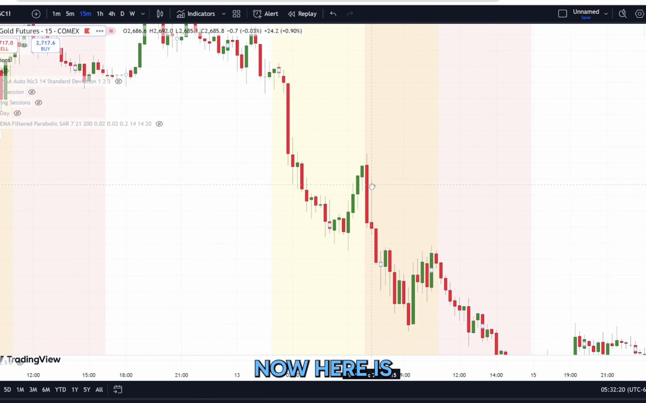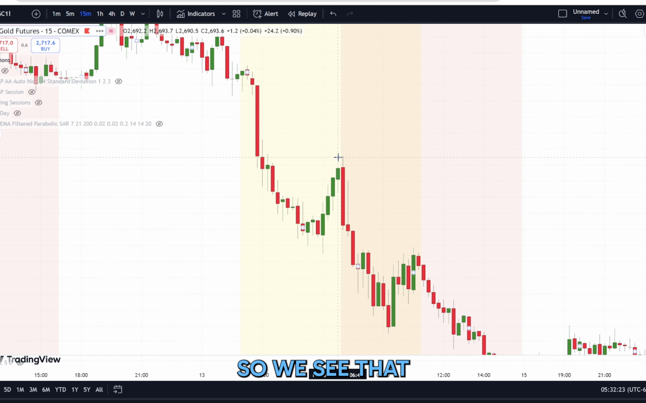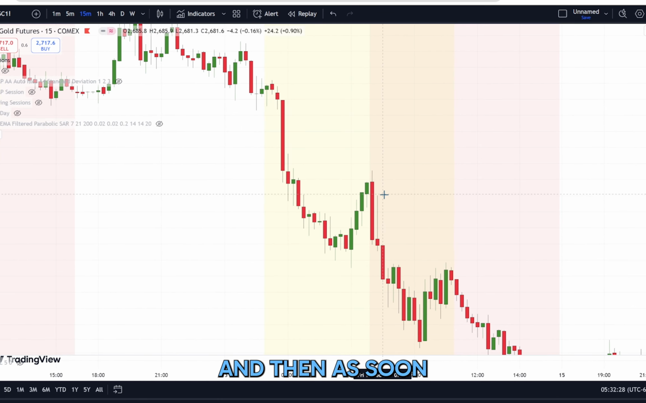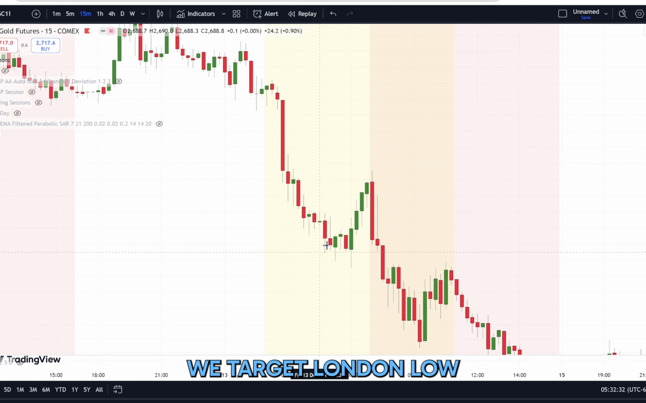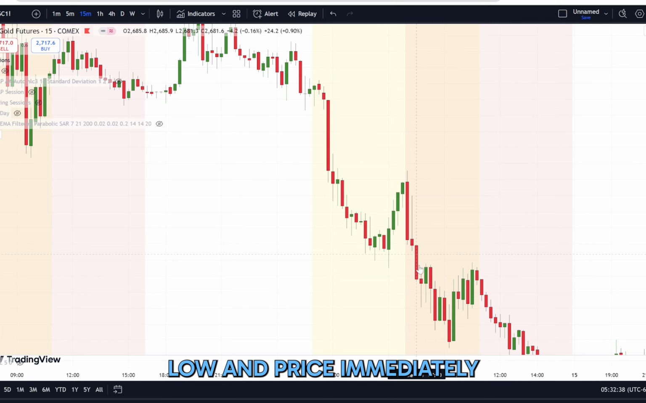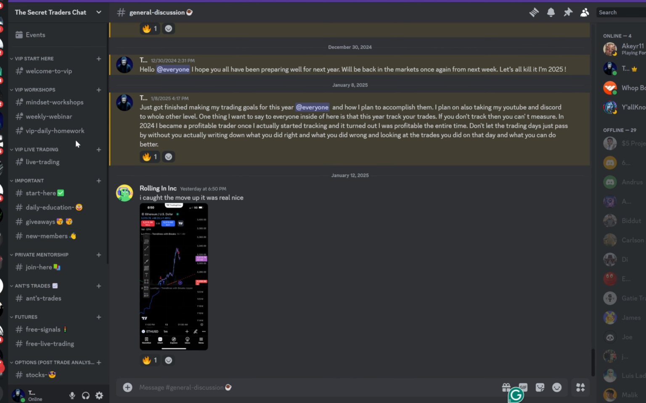Now here is another example. So we see that price opens up during New York, and then as soon as New York opens, we target London low. We don't even take out London high, we just go straight for London low, and price immediately takes it out.